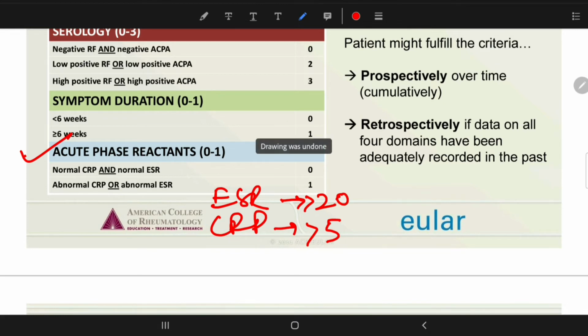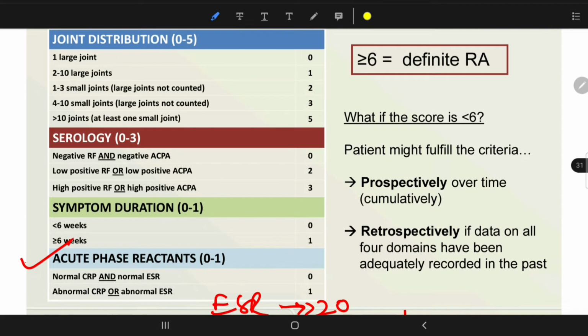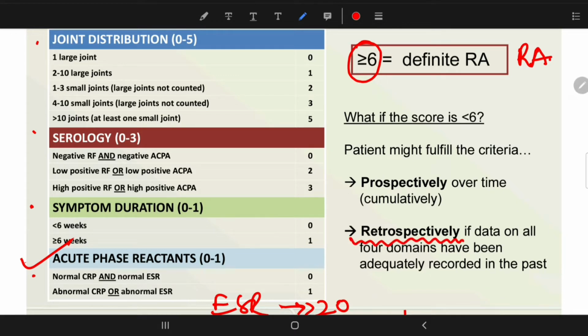So what we have to do now, let's revise these criteria. 4 criteria are given: 1, 2, 3, 4, and scoring for each one is given. You have to add these scores by simple addition, and you have to label a patient as a definitive rheumatoid arthritis patient if the score is equal to 6 or more than 6. If the score is less than 6, the patient might fulfill these criteria over a period of time. So sometimes you diagnose these diseases later on also, and sometimes if currently he or she has a score of less than 6, but retrospectively the reports show that sometime in the past he or she has achieved the score, then also we have to label this patient as a rheumatoid arthritis patient.